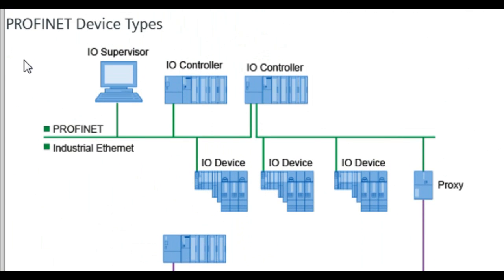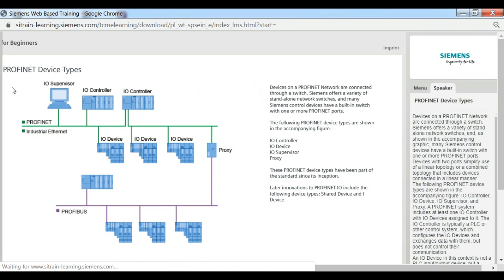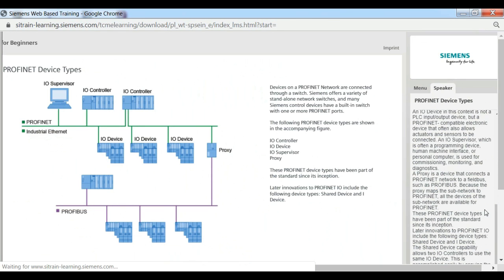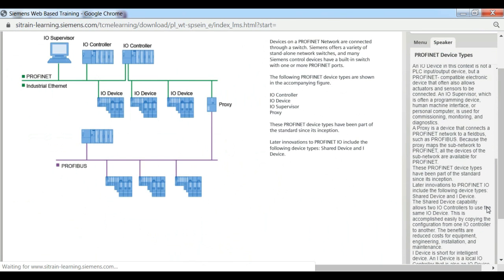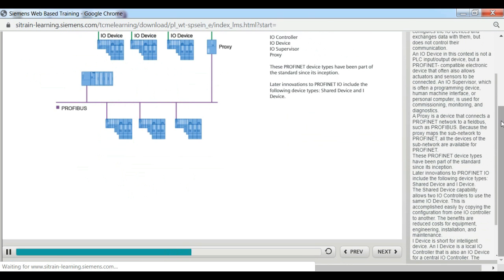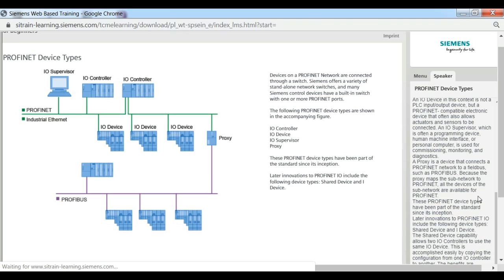An I/O device in this context is not a PLC input-output device, but a Profinet-compatible electronic device that often allows actuators and sensors to be connected. An I/O supervisor, which is often a programming device, human-machine interface, or personal computer, is used for commissioning, monitoring, and diagnostics. A proxy is a device that connects a Profinet network to a field bus such as Profibus. Because the proxy maps the subnetwork to Profinet, all the devices of the subnetwork are available for Profinet. These Profinet device types have been part of the standard since its inception.